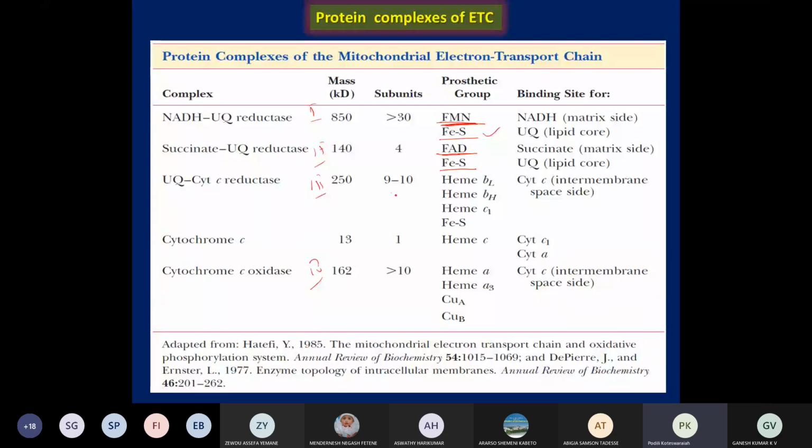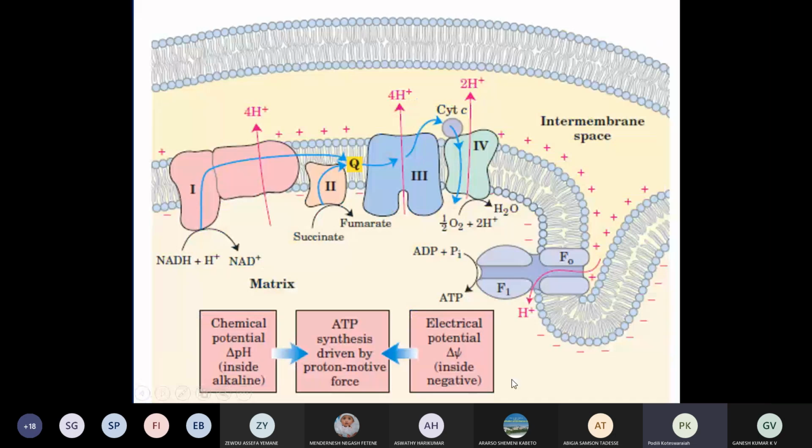Complex 3 is cytochrome C reductase. Again, it has many heme proteins: heme BL, heme BH, cytochrome C1, and iron sulfur clusters. And cytochrome C oxidase, that is complex 4, has heme A, heme A3, copper A and copper B. So when NADH is donating electrons finally to molecular oxygen, the electrons are moving through the various oxidation reduction centers present in the electron transport chain.